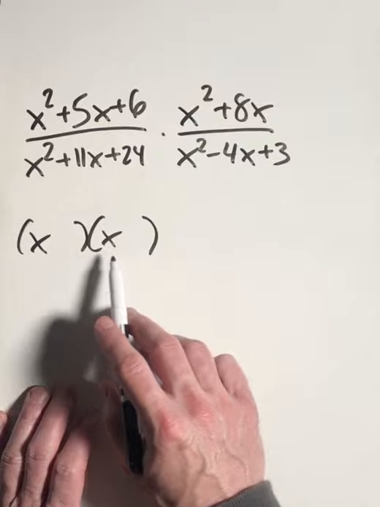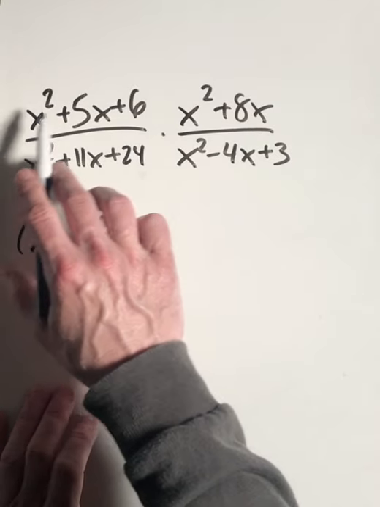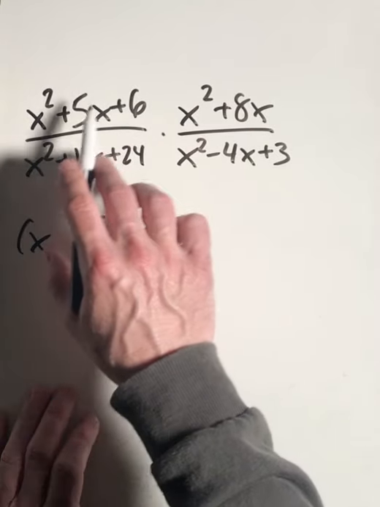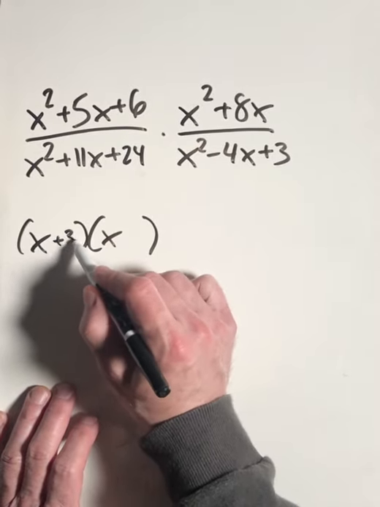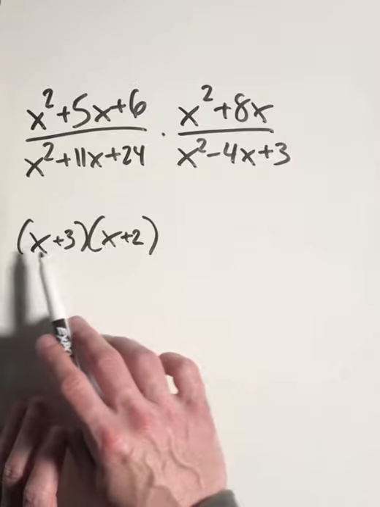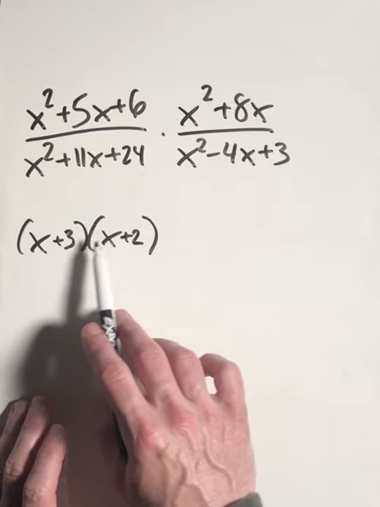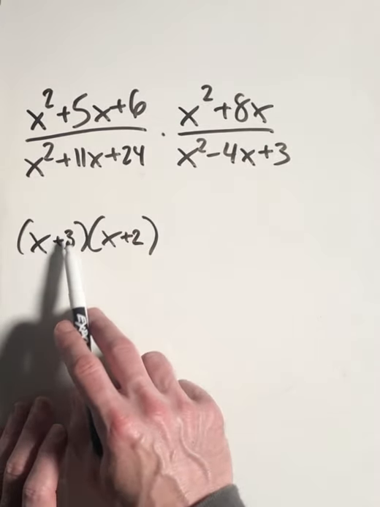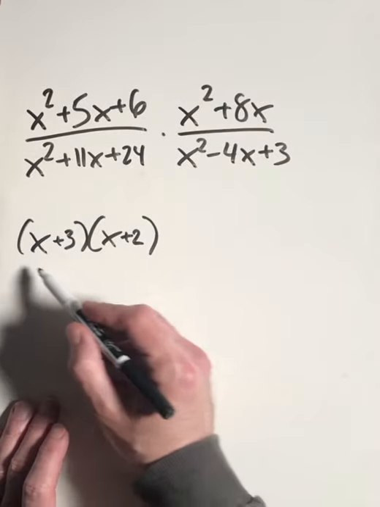like this. So I'm looking for two numbers that will multiply to 1 times 6. So we'll multiply to 6 and add to 5. That will be positive 3 and positive 2. If I wanted to check this through foiling, x squared plus 2x plus 3x, that would be plus 5x, and then plus 3 times 2 would be plus 6.